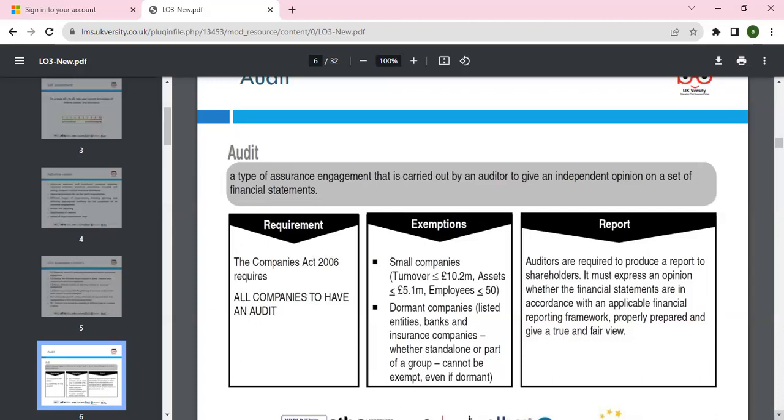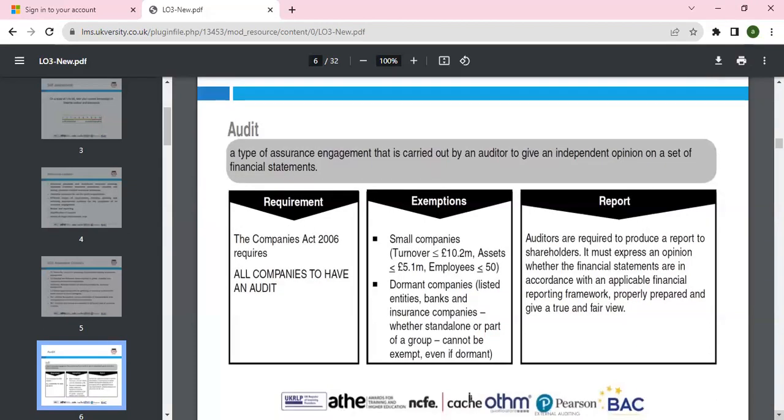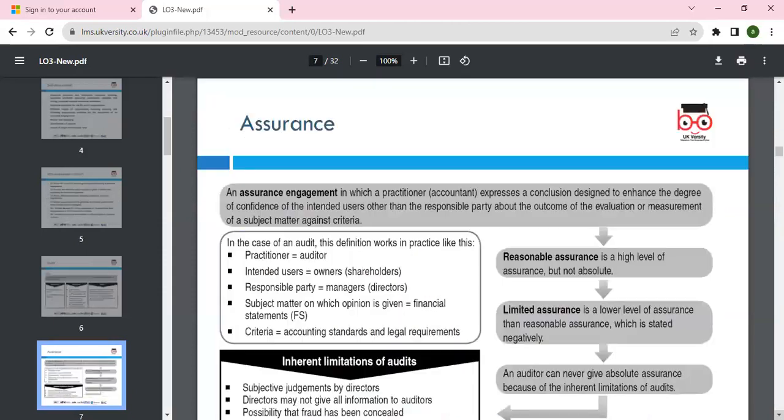Shareholders must express their opinion. The financial statements are being prepared and applicable. The financial reporting framework is properly prepared and gives a true and fair view. So the key thing is that true and fair information is being given to the shareholders. We had a discussion already in the previous session.